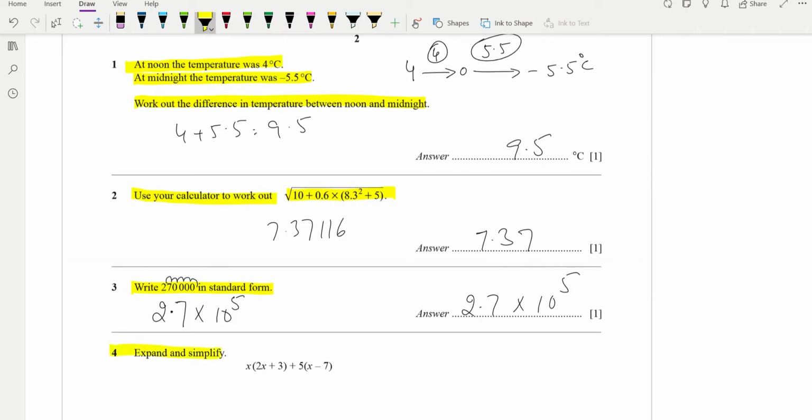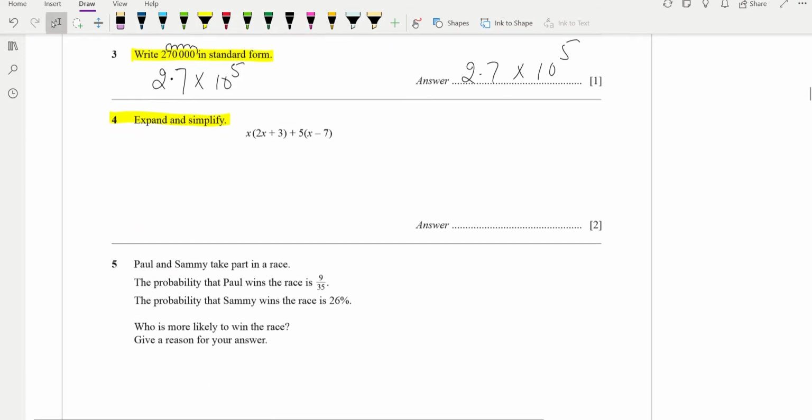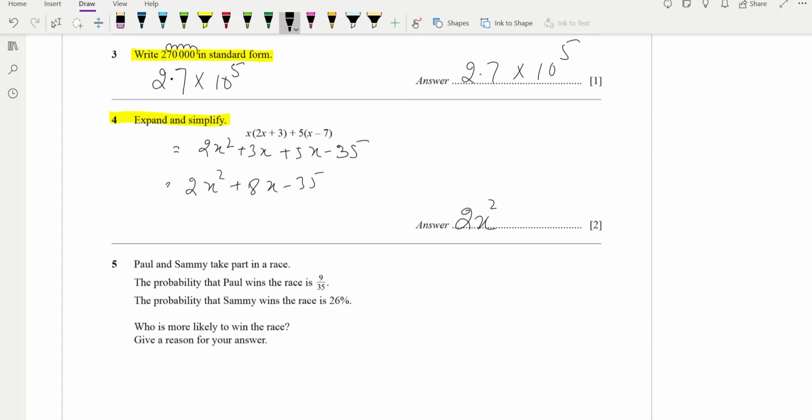Then question number 4, we have to expand and simplify. For that one we will be multiplying, so 2x squared plus 3x and plus 5x minus 35, and this will be equal to 2x squared plus 8x minus 35. This will be the final answer, 2x squared plus 8x minus 35.